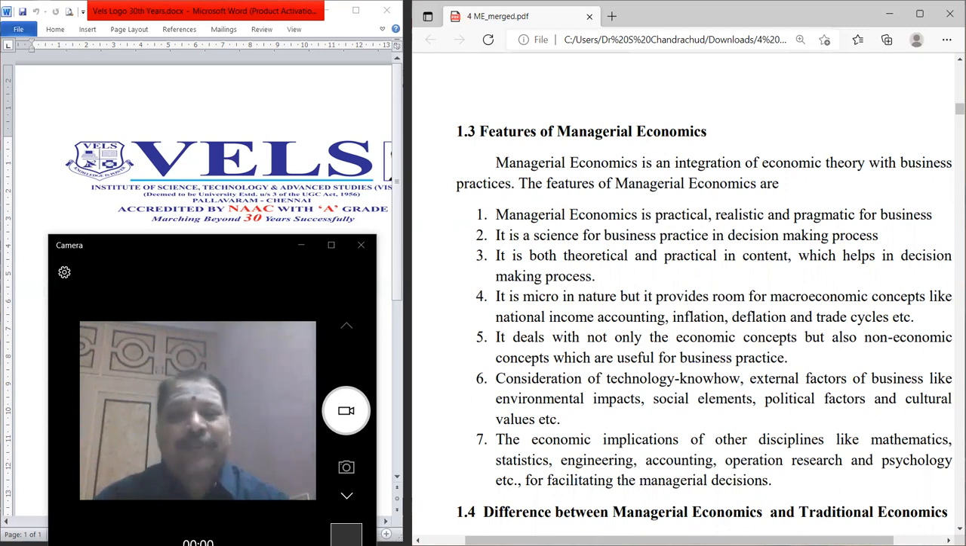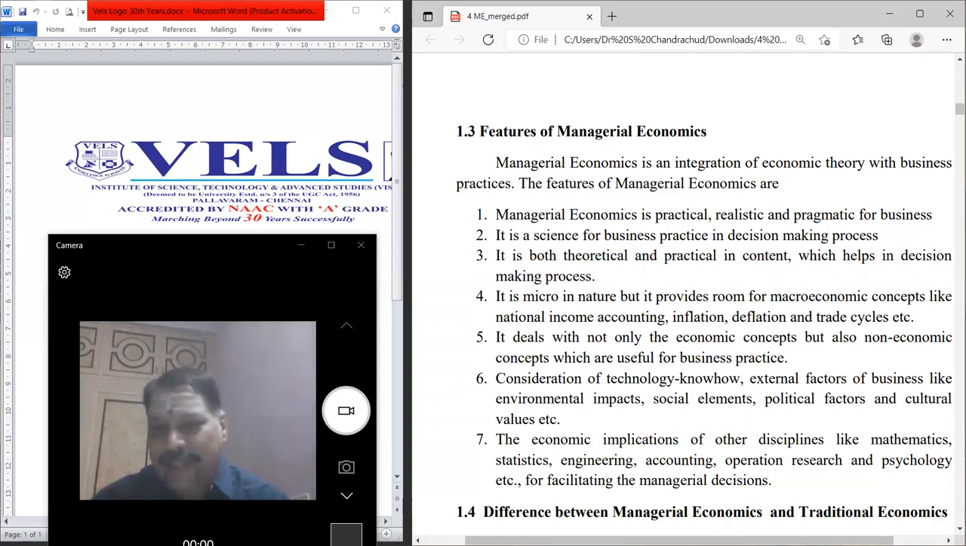After knowing the definition, now let us move to the features of managerial economics. Managerial economics is an integration of economic theory with business practices. Keeping this point in mind, we can see the features one by one. The first feature is that managerial economics is practical, realistic, and pragmatic for business. It is a science for business practices in the decision-making process. It is both theoretical and practical in content, which helps the decision-making process.